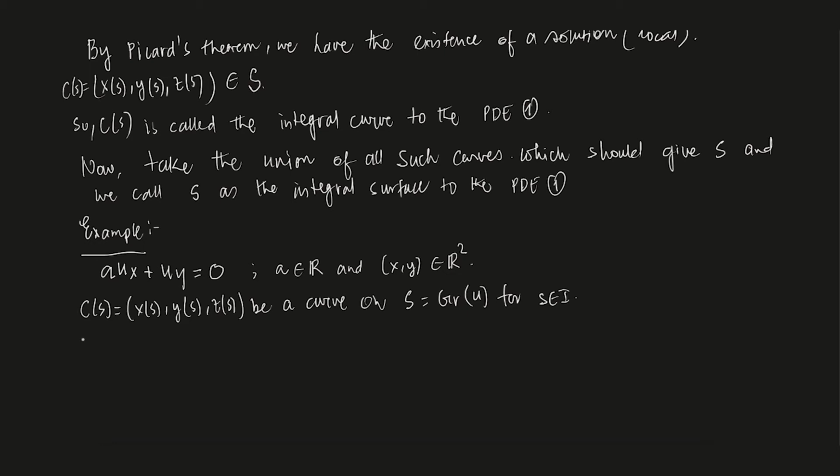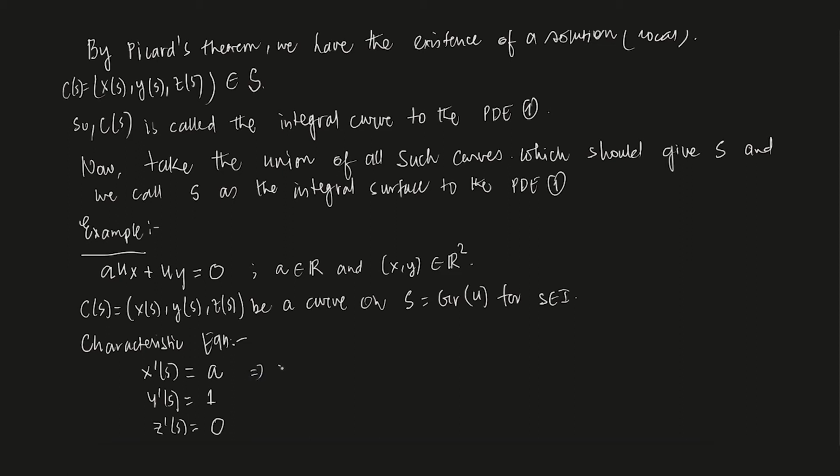Okay, and write down the characteristic equations. So the characteristic equations will be given by this. x prime of S, this is the thing which should be corresponding to u x, right? This is given by a, and y prime of s should be something which corresponds to u y, which is given by 1 here, and z prime of s is whatever is on the right hand side, which is 0, right? Now let's solve this.